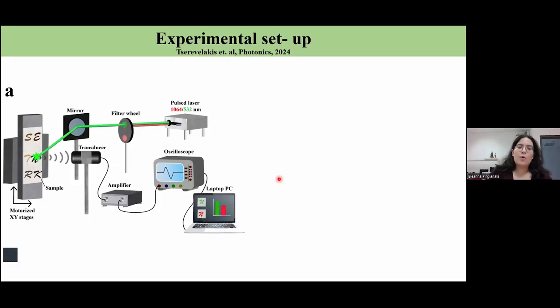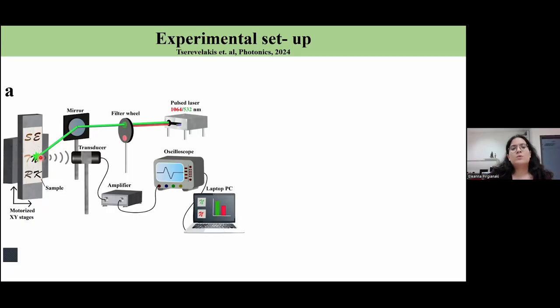So this is how our photoacoustic experimental setup looks. We have a pulsed laser emitting at both 1064 and 532 nanometers. We also have a motorized filter wheel equipped with 2 different colored glass filters in order to select the desired wavelength. It is followed by a broadband dielectric mirror in order to direct the selected beam at the surface of the mockup, which is placed and secured on top of 2 motorized stages in order to be raster scanned.